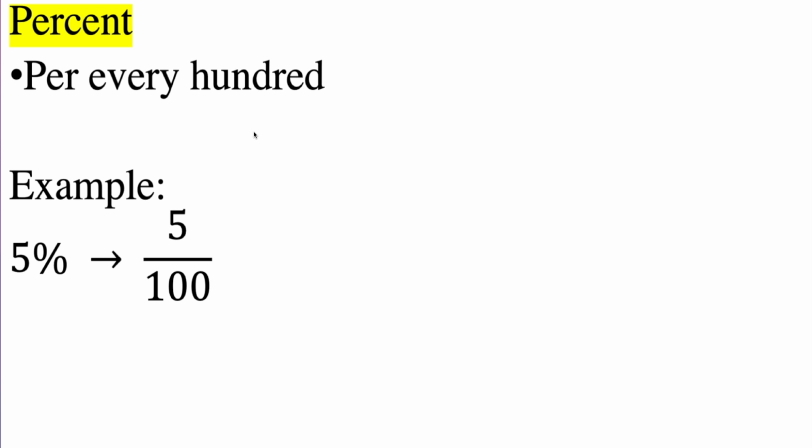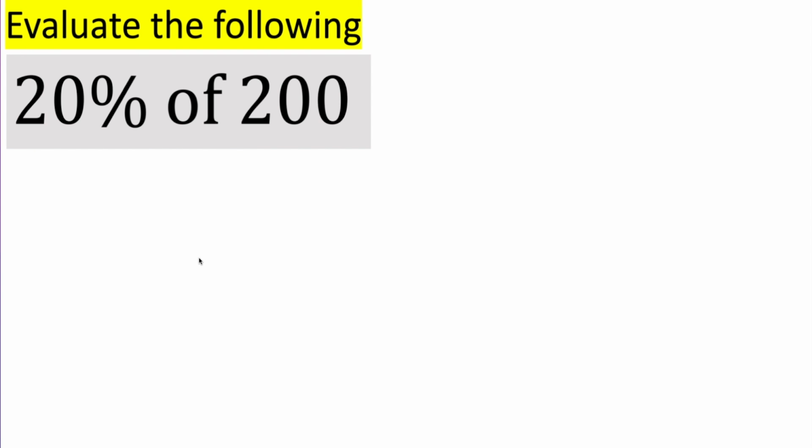Okay, in this video, we will go over percent, and percent just means per every 100. As an example, 5% is 5 divided by 100. So percent is per every 100, and 5% would be 5 divided by 100. Now we're going to evaluate 3 problems, and this will be the first one.